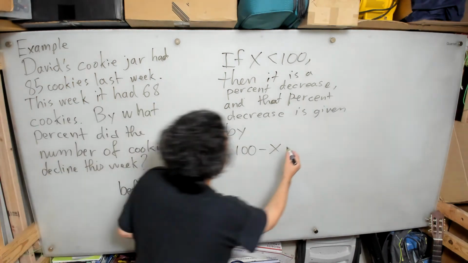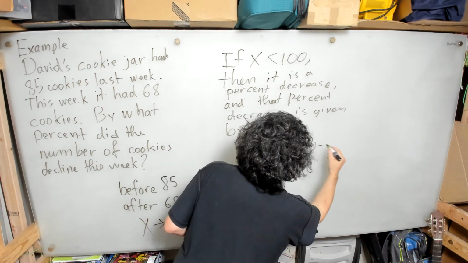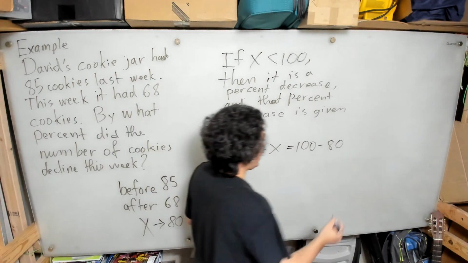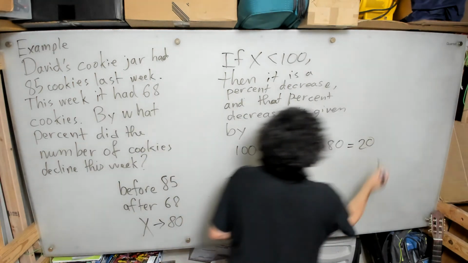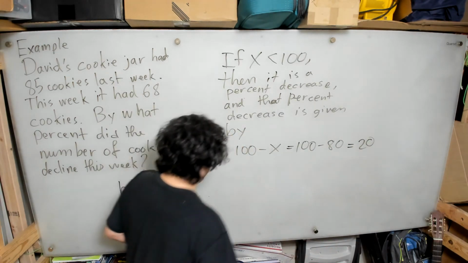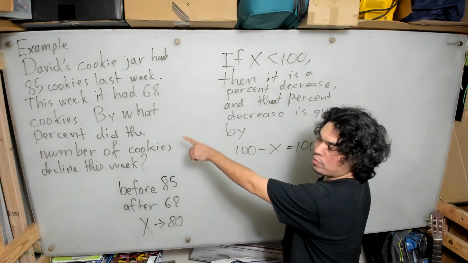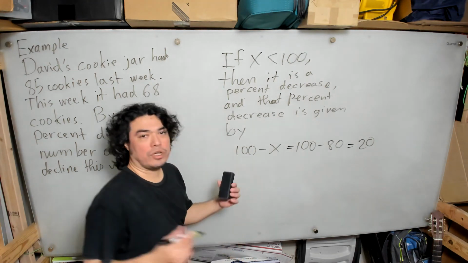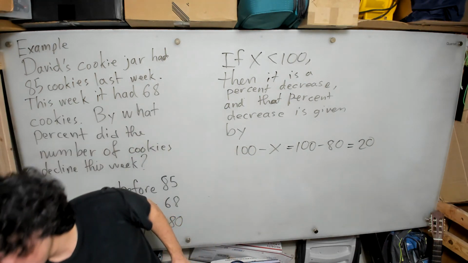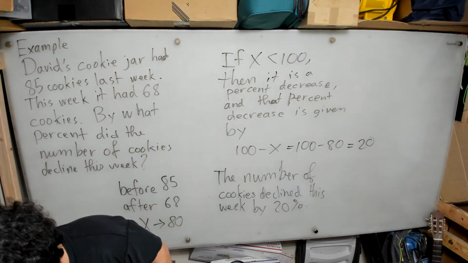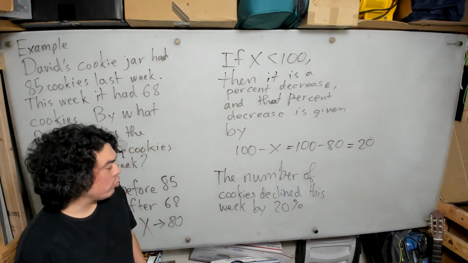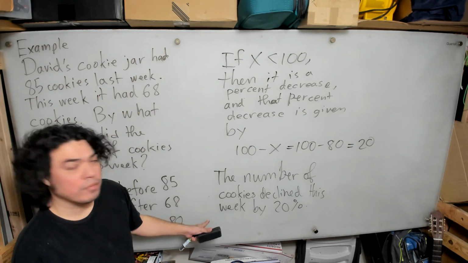So this will be 100 minus 80. And what is 100 minus 80? That's 20. Right? And so now we can answer the question. What was the original question? By what percent did the number of cookies decline this week? The number of cookies this week declined by 20%. Okay? I rewrote it here as a sentence, the way I would want you to write it down in your notebook. The number of cookies declined this week by 20%.